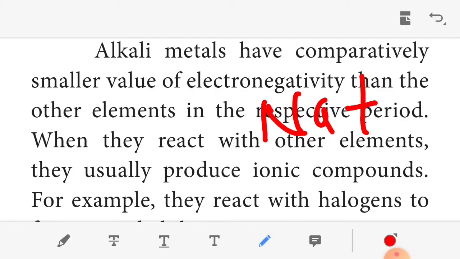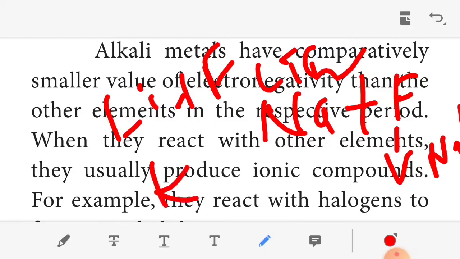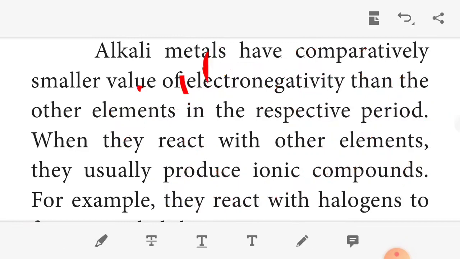So, take fluorine as an example. Sodium reacts with fluorine, and we get sodium fluoride salt. Then lithium reacts with fluorine, and we get lithium fluoride. Then potassium, K, reacts with chlorine, and we get potassium chloride. It can be dissociated: K gets a positive charge, Cl gets a negative charge, sodium gets a positive charge, fluorine gets a negative charge. So the plus and minus represent the ionic nature, and so it is called an ionic halide.